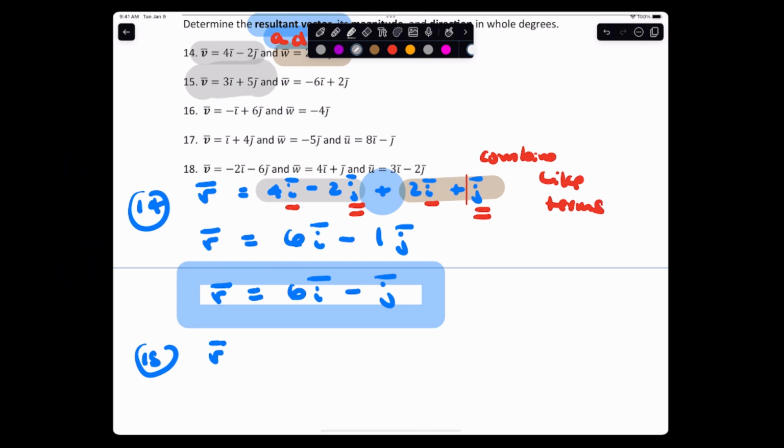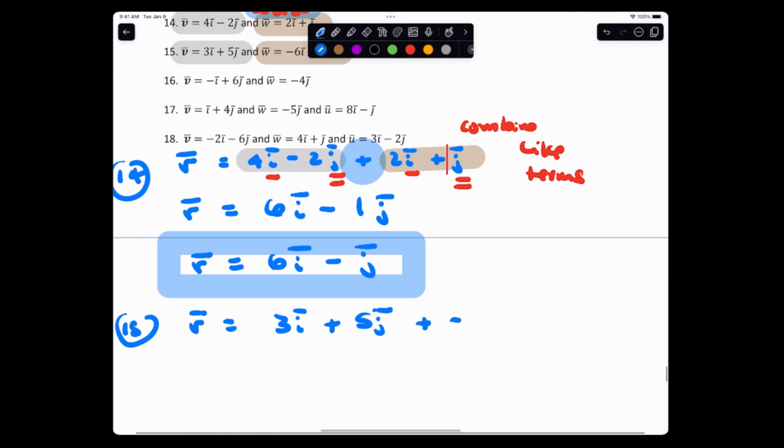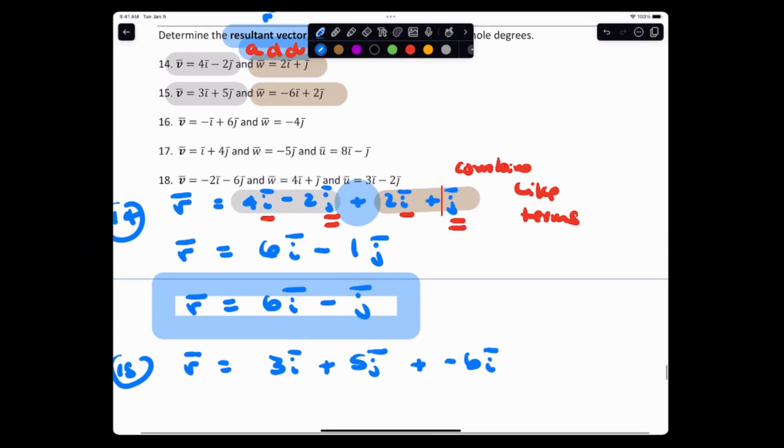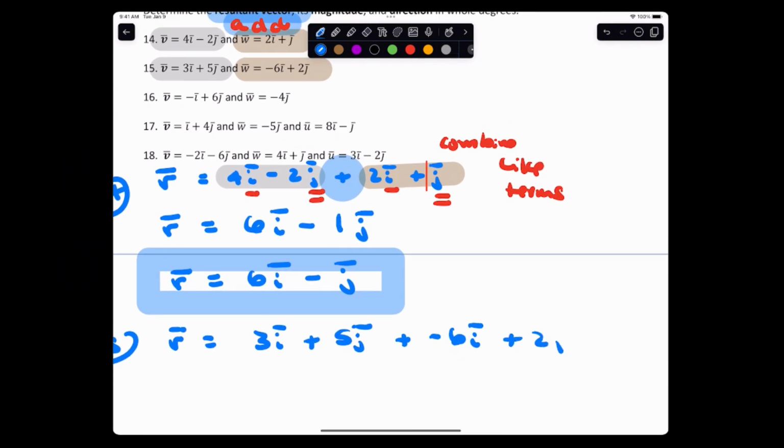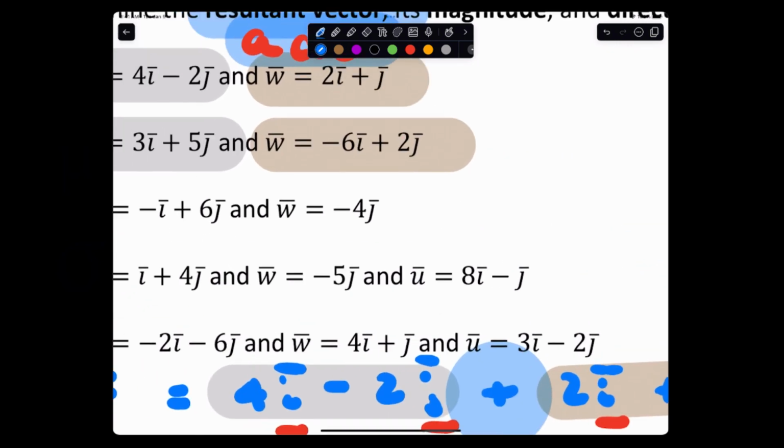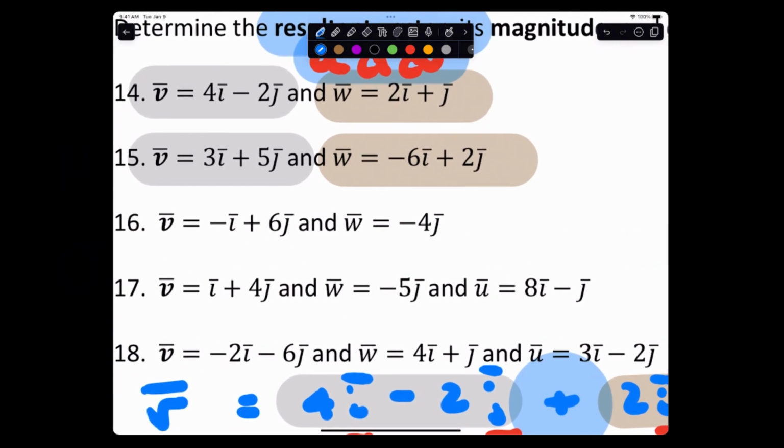You take V and you add it with W here, okay? So what is V anyway? It is positive 3i plus 5j. There's V, and W is negative 6i plus 2j. V plus W.